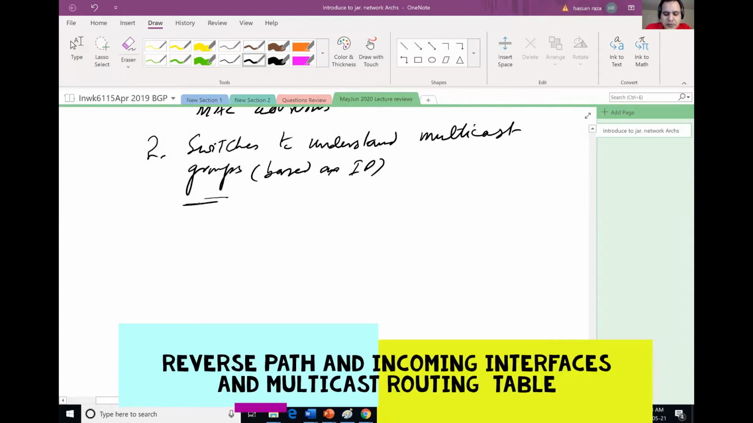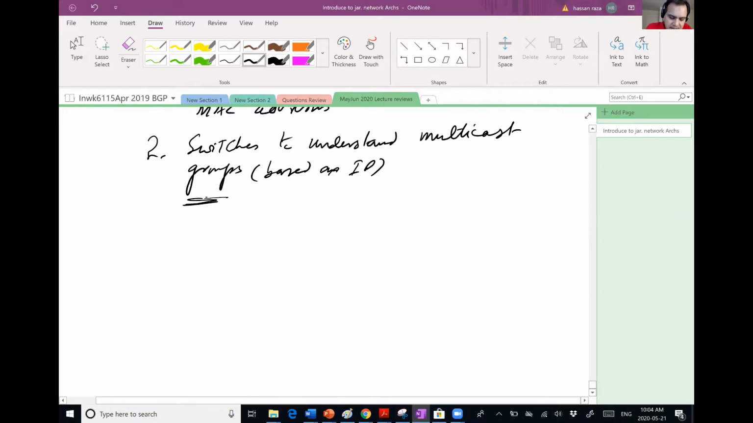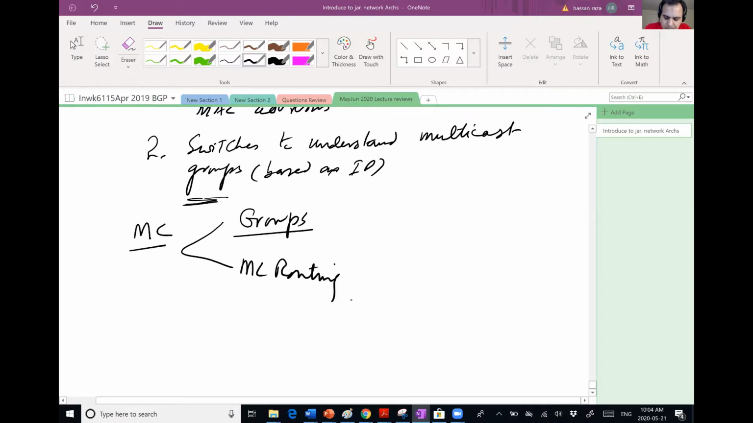The keyword is group. If I want to do multicasting on LAN, then first I need to make groups. Once I make groups, then I need to have a multicast routing protocol to build that multicast tree. So I will not use the unicast routing protocol.